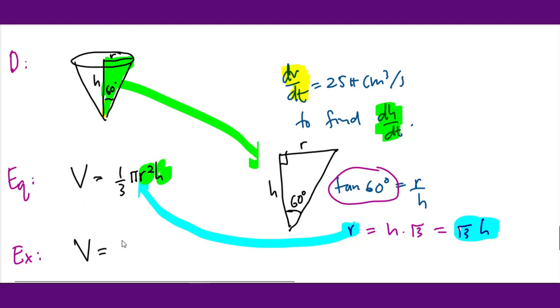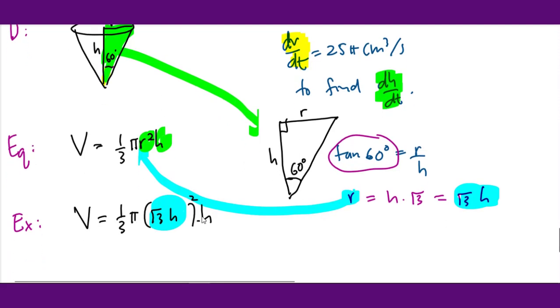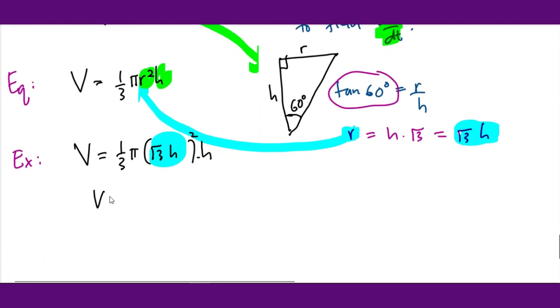So V is equal to 1 over 3 pi r squared h. Substitute r equal to root 3 h. Root 3 squared is 3, so it cancels. V equals pi h cubed. This is V in a single variable h. Independent variable h, V is the dependent variable.